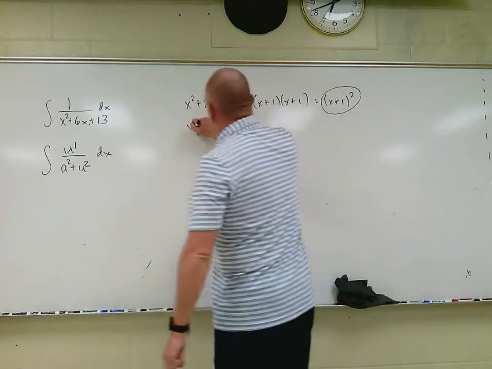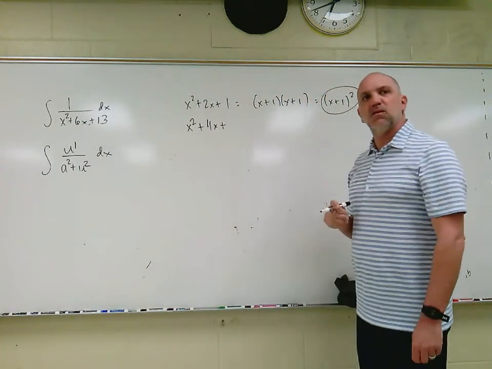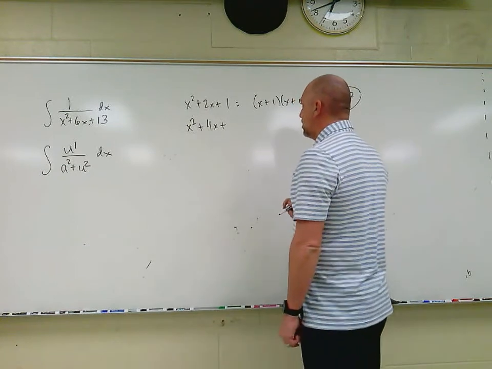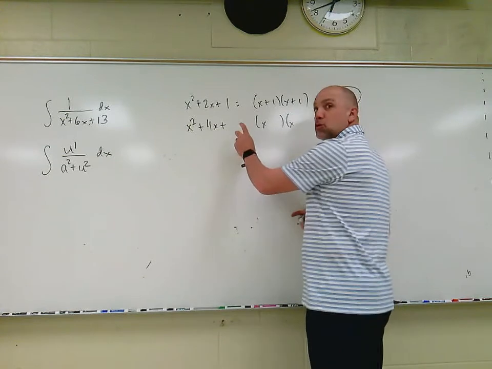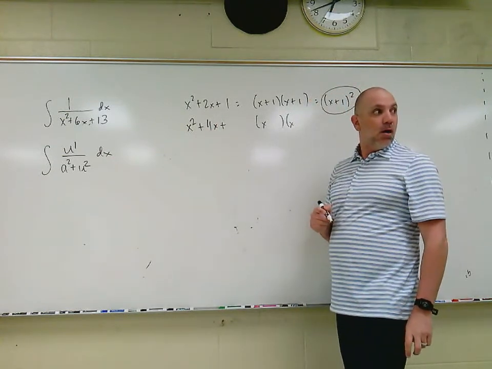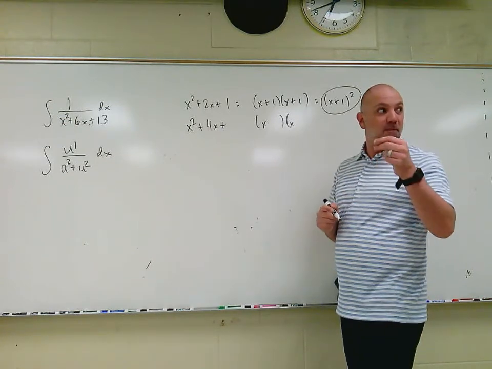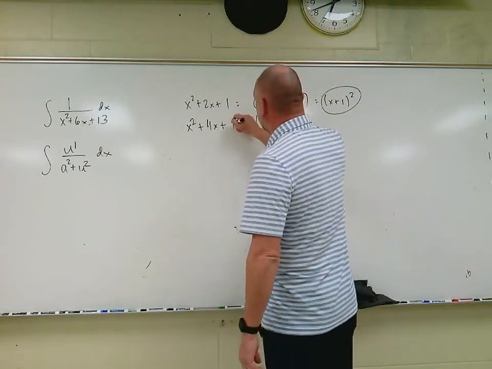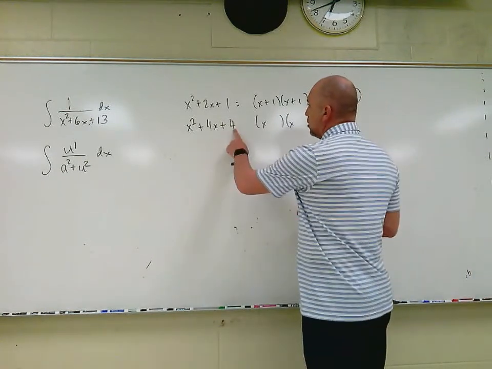So if I had x squared plus 4x plus, let's think what the last number needs to be. I want the same number twice. So what two numbers multiply to give a number and add to give 4? They have to be the same number. 2. So 2 squared is 4. Let's see. Does that make sense?